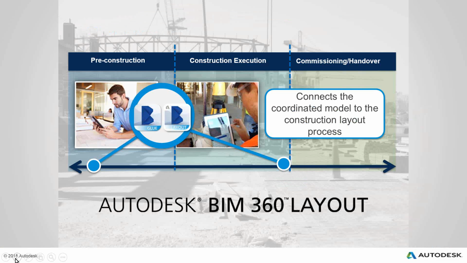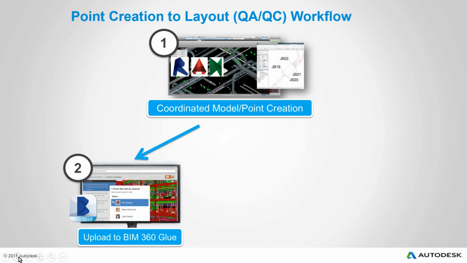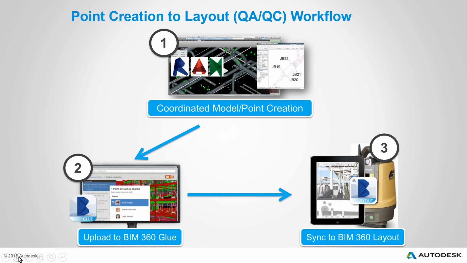Next is BIM 360 Layout. This is done during the pre-construction and construction process. And what does that mean? Is when you have your drawings already created and coordinated, you upload them to BIM 360 Glue. This is where all the designers and application engineers can upload their information. You as the building owner can oversee this and mark it up. Next, after it's uploaded to BIM 360 Glue, it's then taken out into the field.